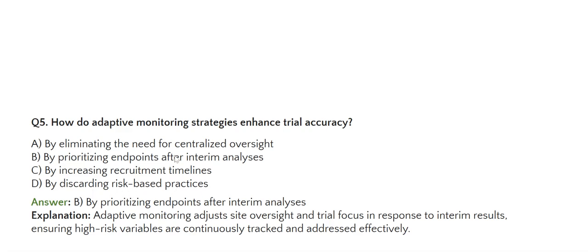So, why do we need flexible nature, flexible design of monitoring as it is within adaptive? In order to be more flexible, to accommodate or to adjust or modify or amend the trial within ongoing findings or outcomes. And by ongoing means in term, so in this case, B, by prioritizing endpoints after interim analysis. So B is the correct answer.